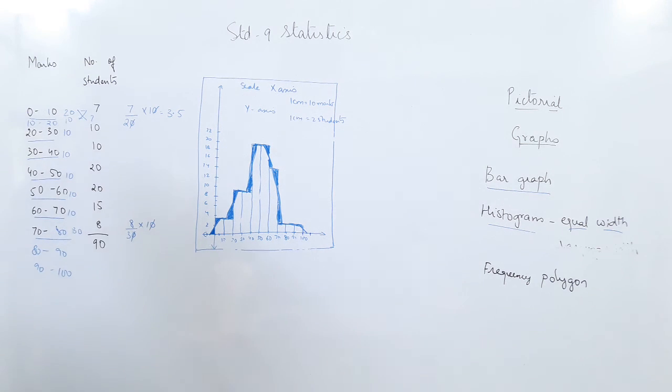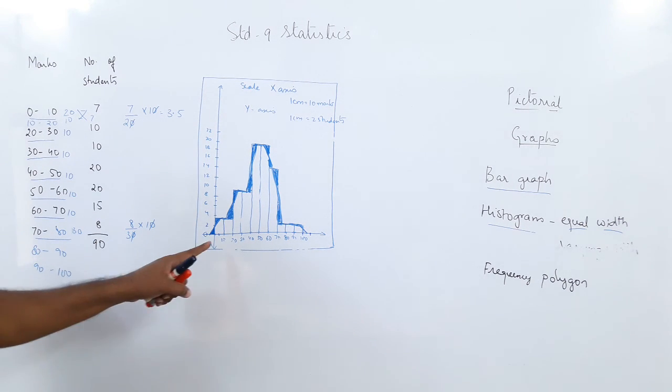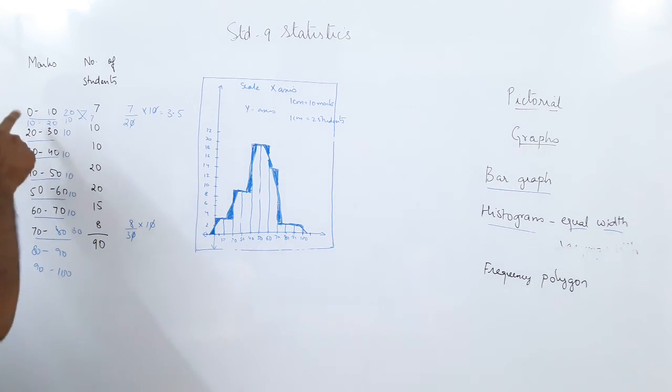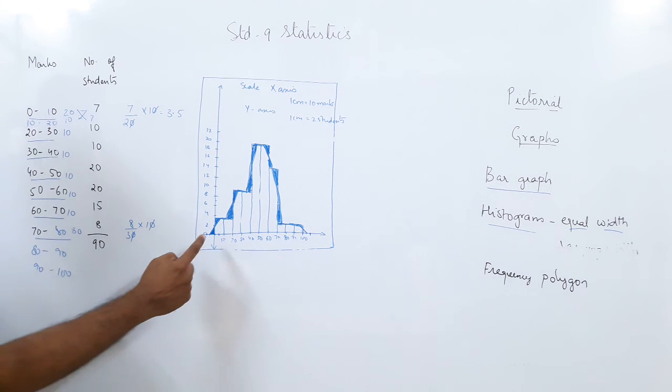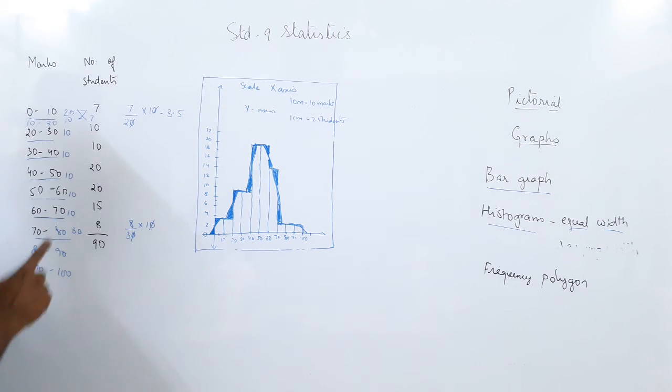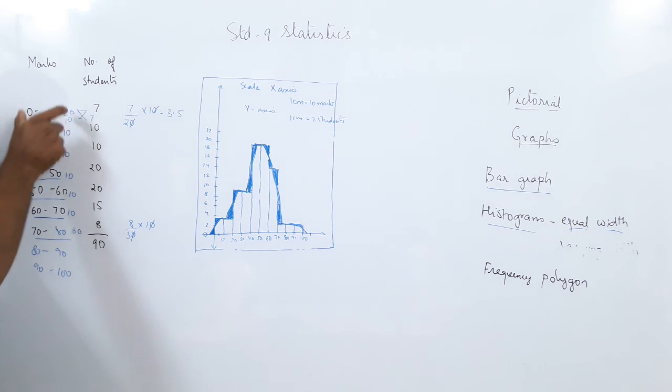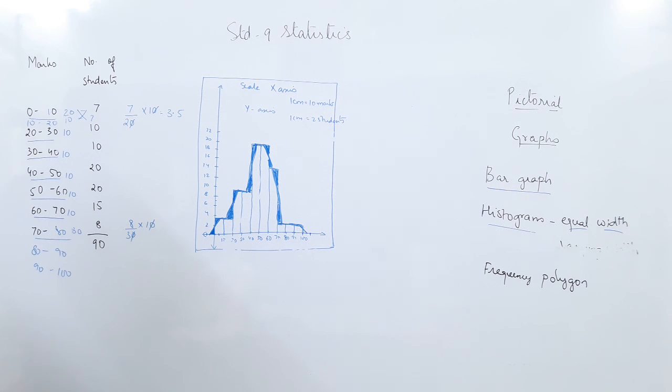In the histogram we should have equal width. So 0 to 20 was there, and I broke it down into 0 to 10 and 10 to 20. From 70 to 100 I broke it down into 70 to 80, 80 to 90, 90 to 100. So now everybody has the equal width 10. After getting the equal width you have to find the midpoint.